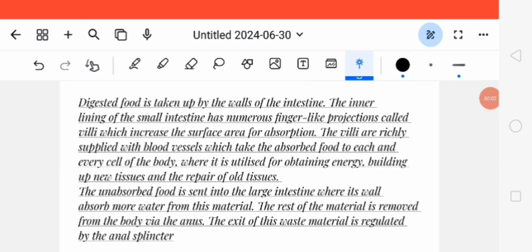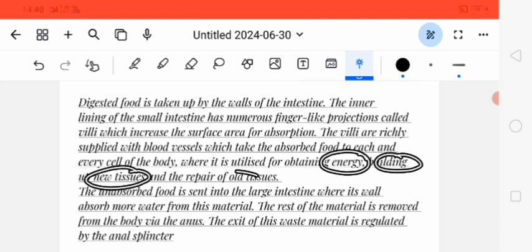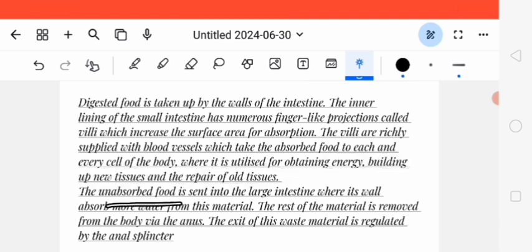The same thing is written here. The digested food is taken by the walls of the intestine. The inner lining of the small intestine has numerous finger-like projections called villi, which increase the surface area. They are richly supplied with blood vessels and absorb the food to each of the cells for energy, and it is utilized in obtaining energy, building up new tissues and repairing old tissues. The unabsorbed food is sent to the large intestine where the wall absorbs more water from the material. The rest of the material is removed by the body through the anus. The exit of the waste material is regulated by another sphincter called the anal sphincter.